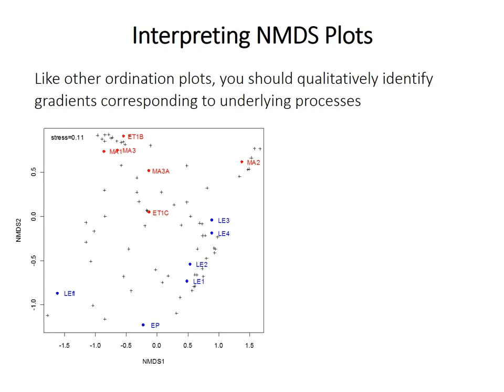So you should use your knowledge and other information about the samples to qualitatively identify gradients in those samples. So in this example, I've color-coded the samples by region, so the red ones and the blue ones come from different places around the world, so you can see kind of a nice separation between the two regions. So basically, you use other information and maybe color code your points, or use different symbols for your points to be able to sort of qualitatively or visually look for gradients or clustering or separation between these groups that you might know of.